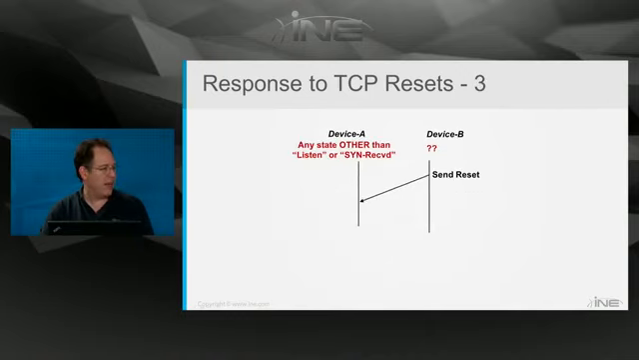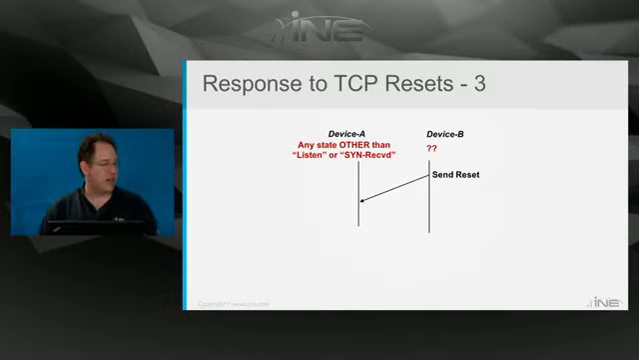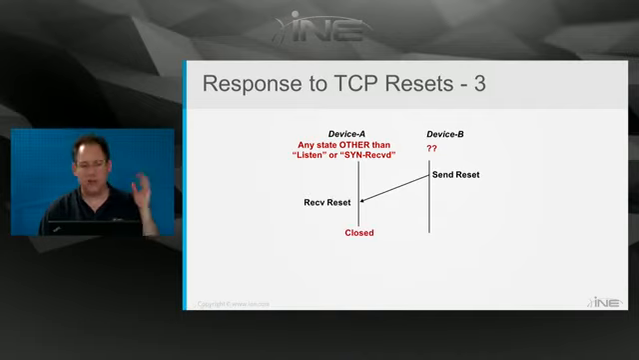And then the last case, any state other than listen or SYN received. So let's say you're in the established state, for example. You've got a valid connection with some TCP host, and all of a sudden that device sends you a reset message. Then that immediately closes your connection. It kills the connection. So that's the effect of the TCP reset and how it works on connections.